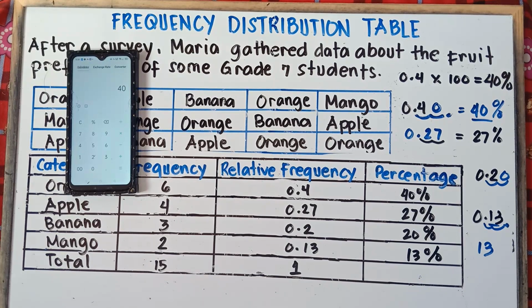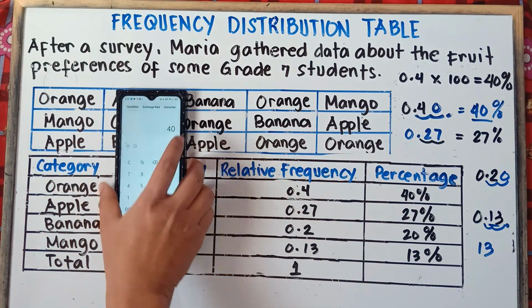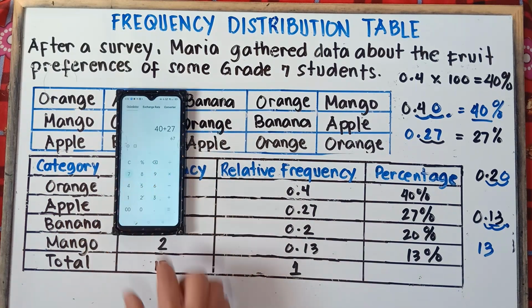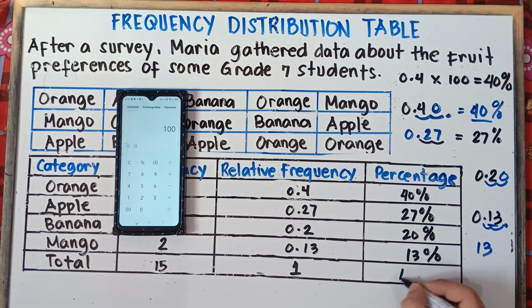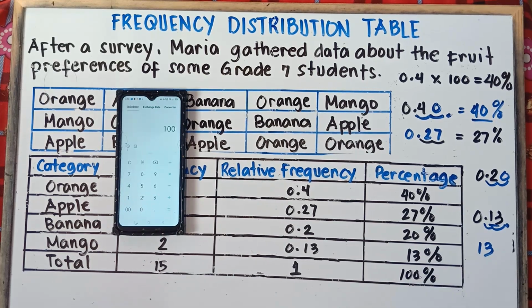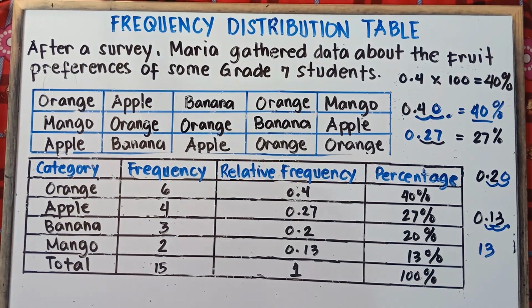Alright, and the total, class, should always be 100 for the percentage. So if the total is 100, then your answer is correct. So let's add this up: 40 plus 27 plus 20 plus 13, and the answer is 100%. That's all set for example number 1.